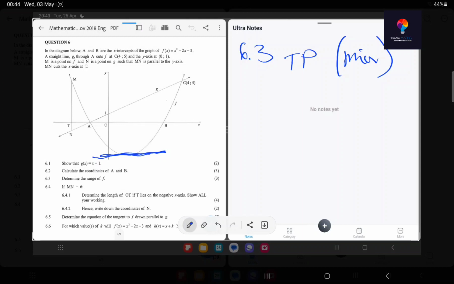Therefore, this is how we're going to get the turning point. The x-coordinate, x is going to be minus b over 2a. Then we replace: our b is going to be minus 2, and our a is going to be 1. We take the coefficient of x squared and the coefficient of x, and we replace them.